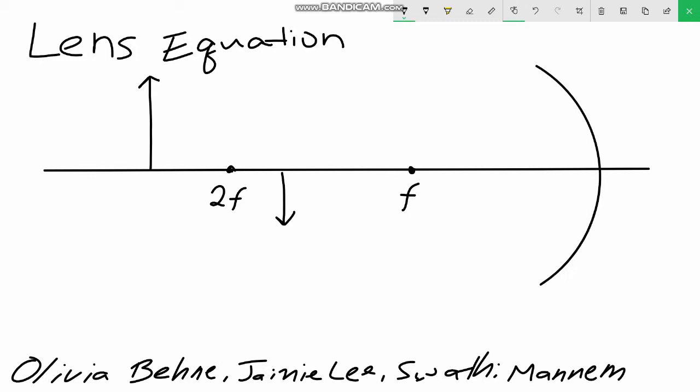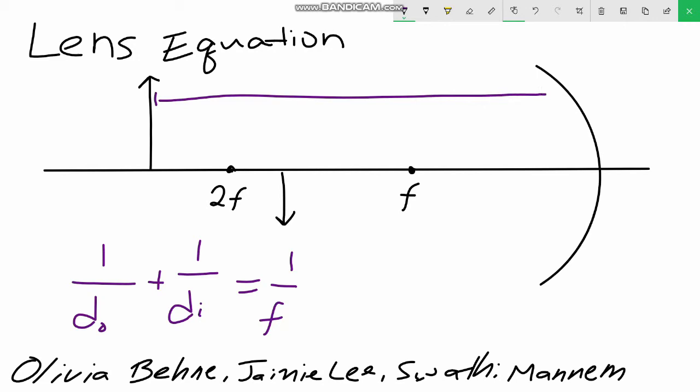For a concave mirror, an object behind the center of curvature will produce an image between the center of curvature and the focus. Now the lens equation is 1 over dO plus 1 over dI, which equals 1 over f. dO is equal to the distance of the object to the mirror, dI is the distance of the image to the mirror, and f is the focal distance, or the distance of the focus to the mirror.